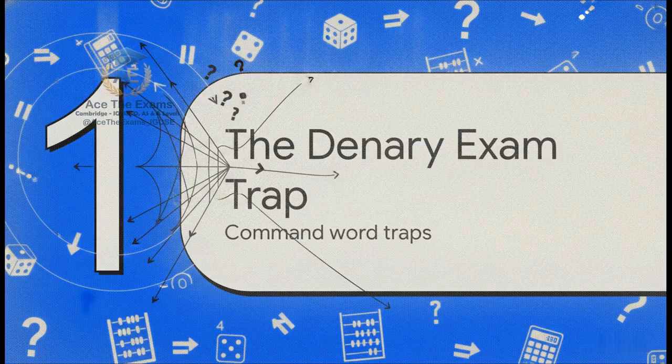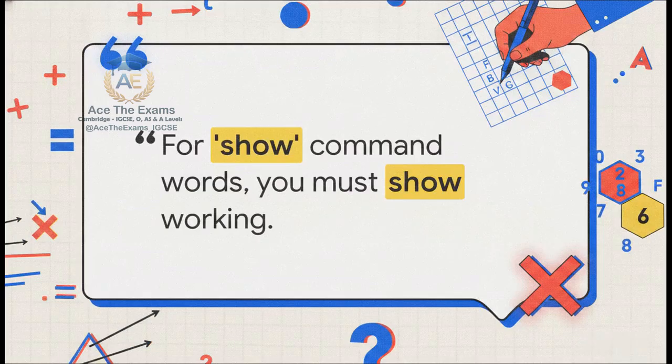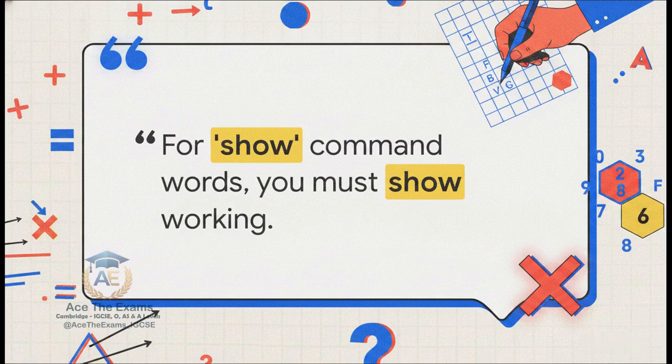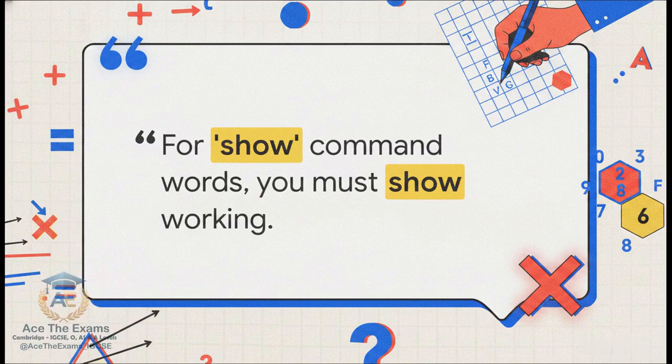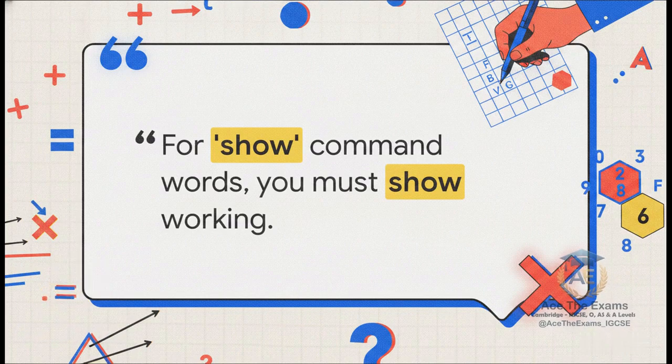Section 1. The Denary Exam Trap. Okay, let's dive into this first major pitfall, because this is the core reason the examiner traps so many students. The Cambridge exam strategy strictly states, for calculate or show command words, you must show working. 1 mark needs 1 distinct technical point. The command word show is a massive, massive trap. If you see show your working, it is a mandate. Even if your final answer is 100% correct, if you provide 0 working out, you will score 0 marks. Just let that sink in for a second. The examiner isn't just testing your math, they are testing your transparent logic.